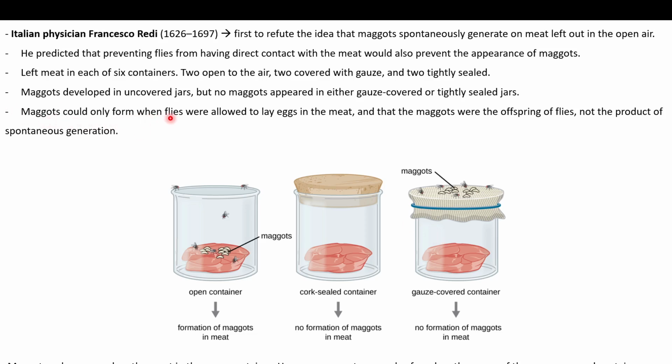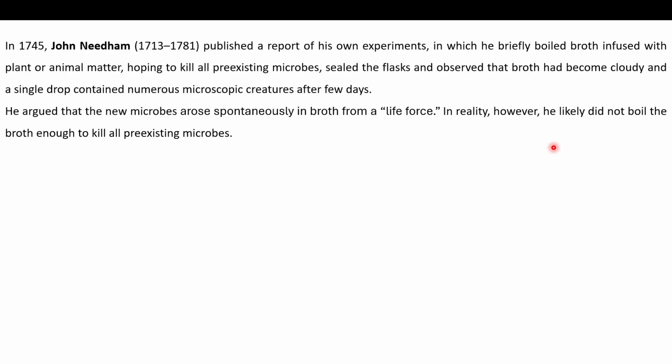And maggots could only form when flies were allowed to lay eggs in the meat, and that the maggots were the offspring of flies, not the product of spontaneous generation. This was his claim. So maggots only appeared on the meat in the open container. However, maggots were also eventually found on the gauze of the gauze-covered container. So he tried to refute the claim.